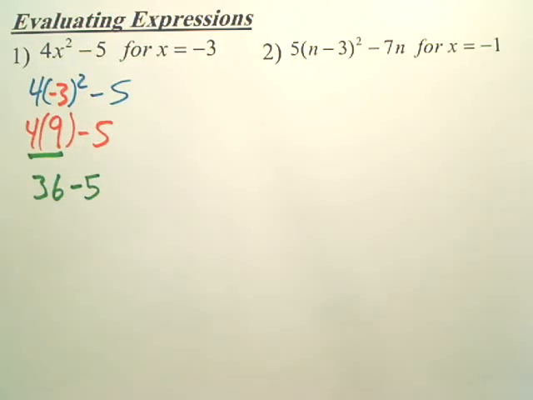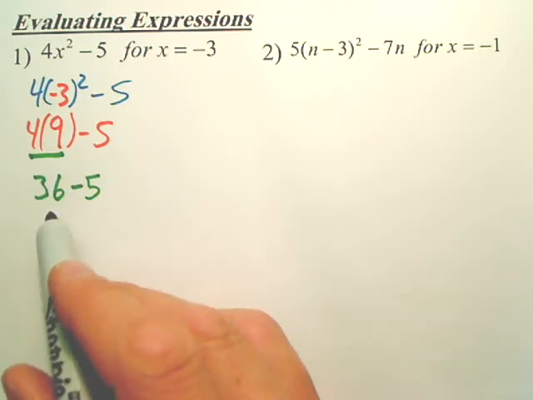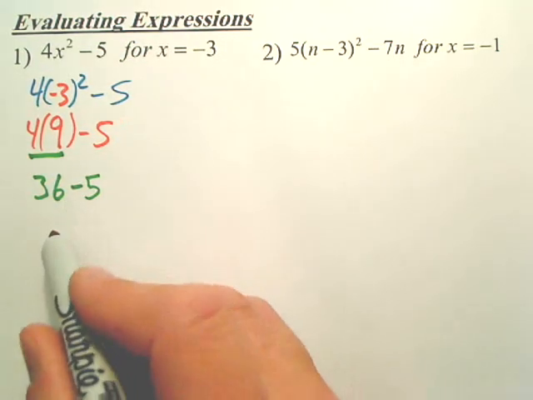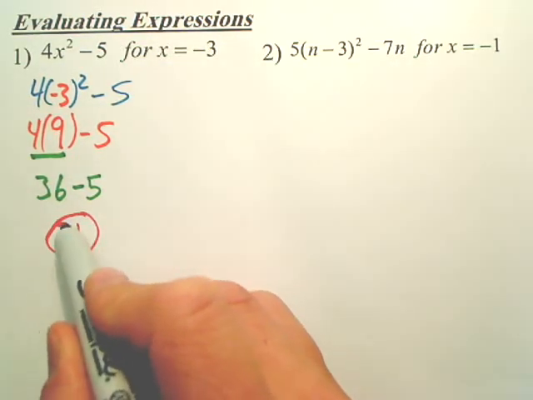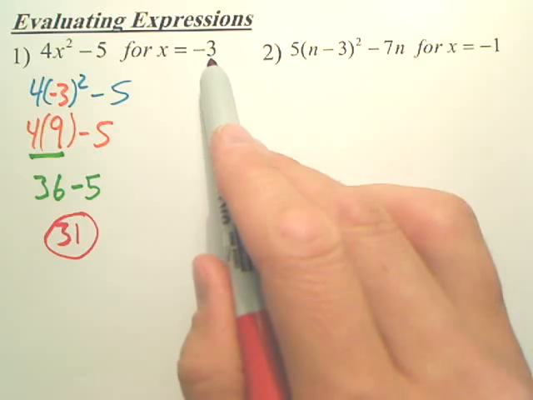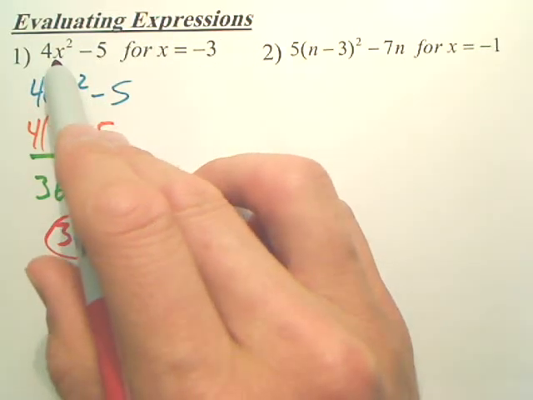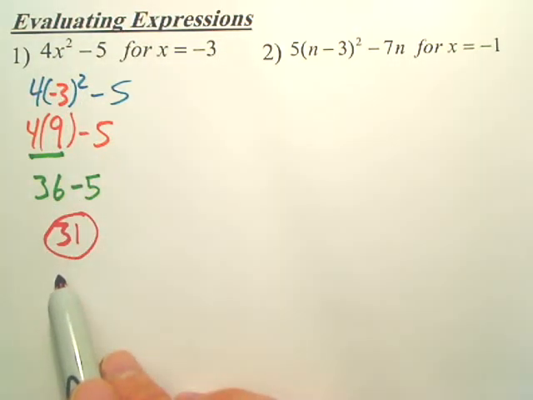Last step, obviously just one step, subtract. And hopefully this is a pretty simple one. 31. It is 31. 36 minus 5 is 31. So basically you take this value, put it wherever you see an X, and then combine, and then order of operations.